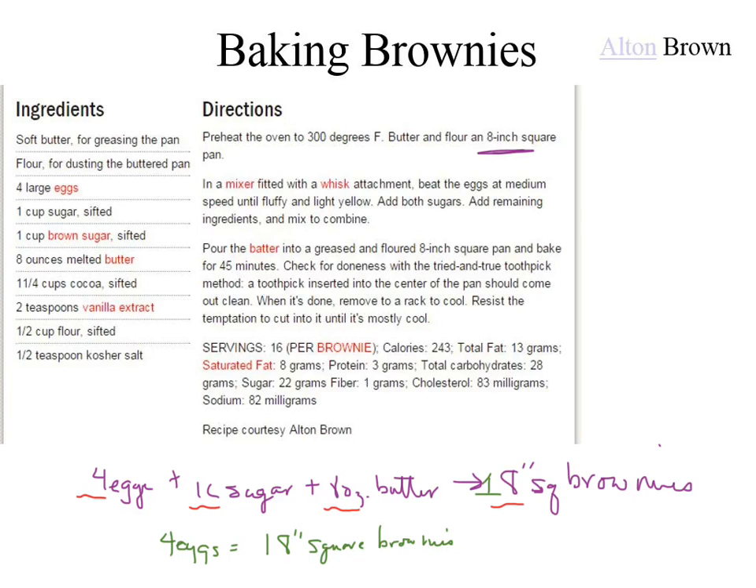So here's the deal then. Do you see where I could take that equality, 4 eggs is equal to 1 8-inch square brownie, and make that a ratio? In a minute, we're going to call those stoichiometric ratios. But just for now, I'm going to take that equality and do this to it. Let's see, which way do I want to go? I'm going to put 4 eggs per 1 8-inch square brownie.